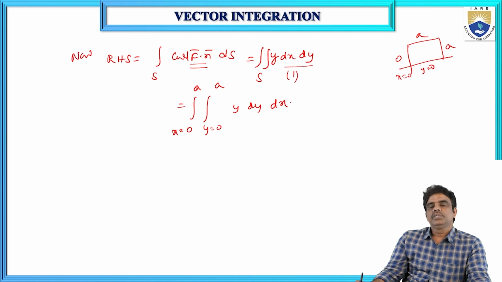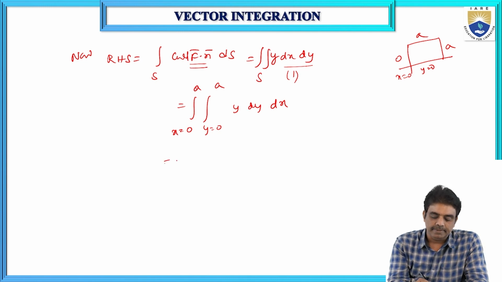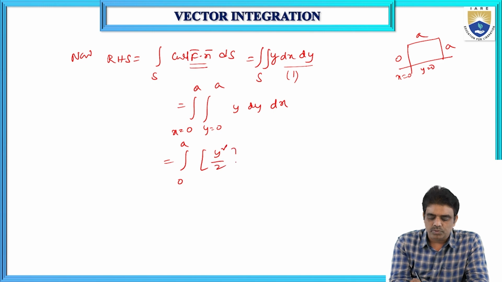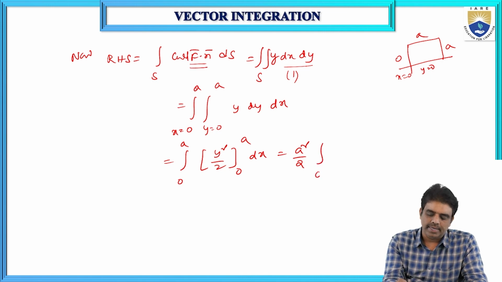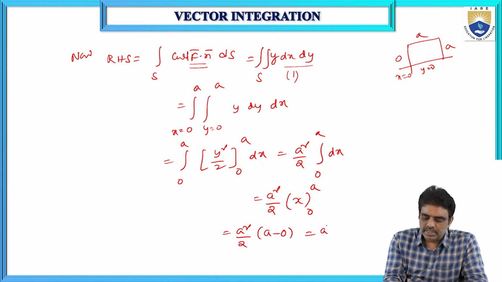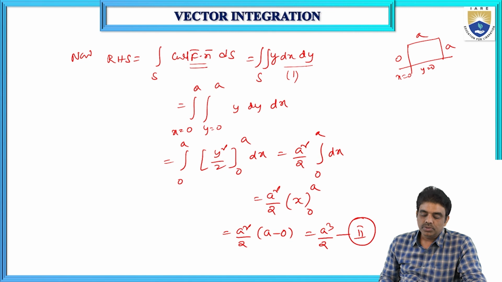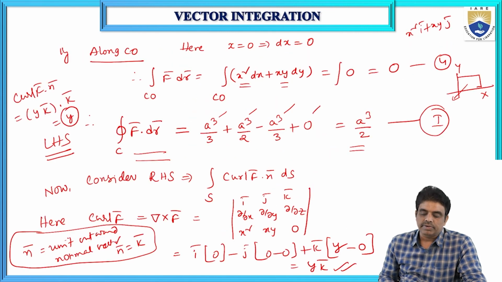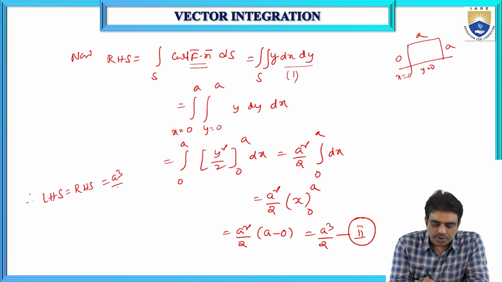All are constant limits, so the integration can be carried out in either order. You can do first y then x, or first x then y. Integral 0 to a of y square by 2 between 0 and a, dx. This is a square by 2, integral 0 to a dx. The integral of dx is x between 0 and a, so a square by 2 into a minus 0, that is a cube by 2. Call this equation 2. RHS value is a cube by 2. And LHS value is also a cube by 2, that is equation number 1. Therefore, LHS is equal to RHS is equal to a cube by 2.